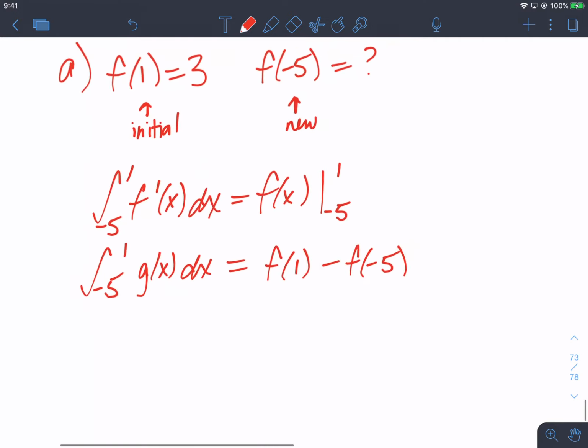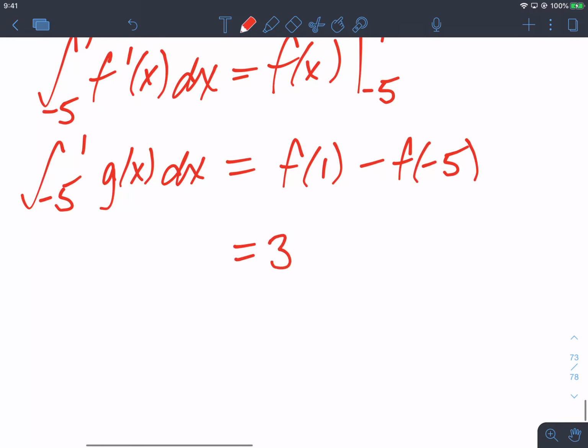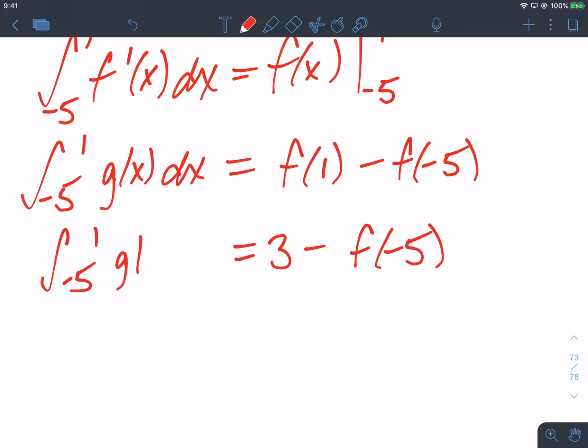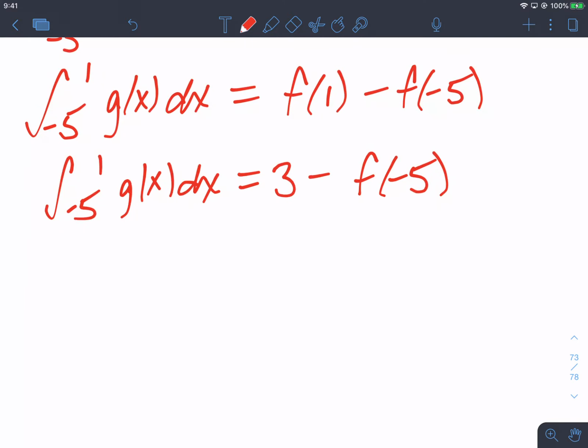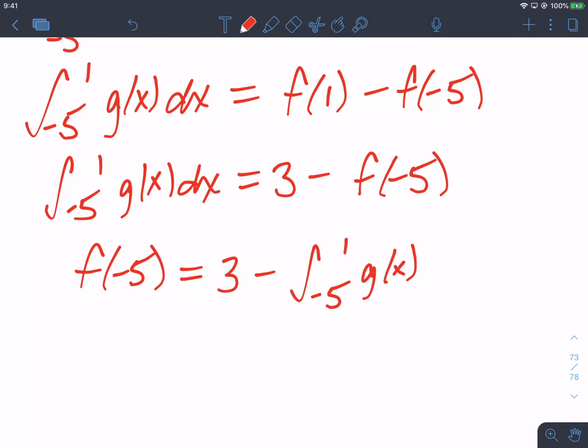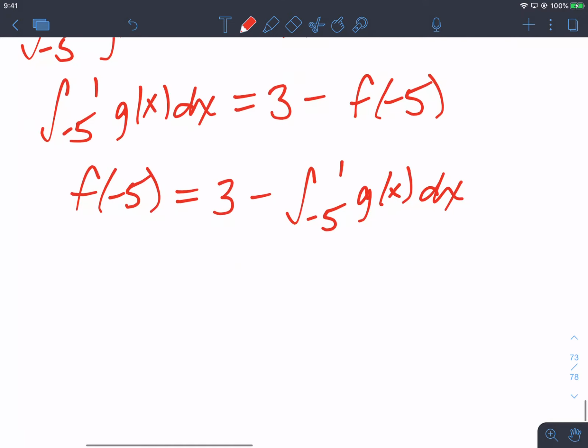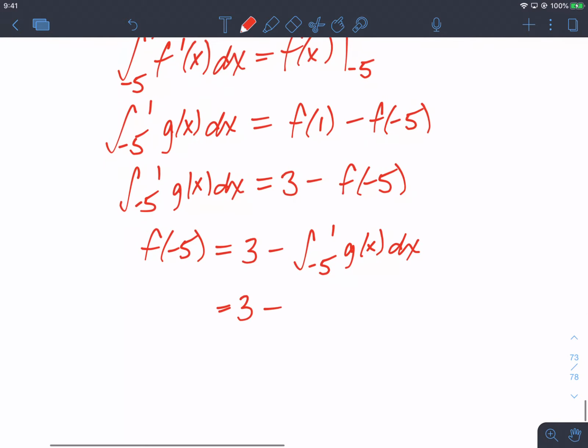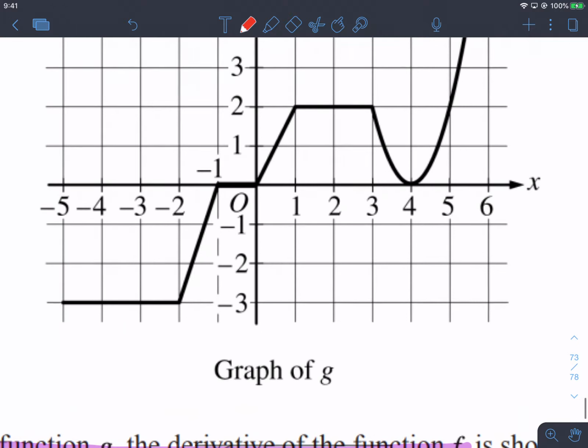So I'm going to plug in some information that I know. I know that f of 1 is 3, but I do not know what f of -5 is. So I'm going to solve this for f of -5, and I think the easiest thing to do would be to move the f of -5 over to make it positive, and then subtract the integral. Okay, so this would equal 3 minus the area between -5 and 1. So let's take a look at this area between -5 and 1.